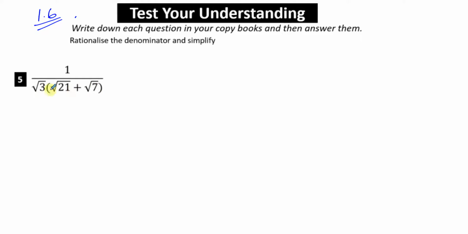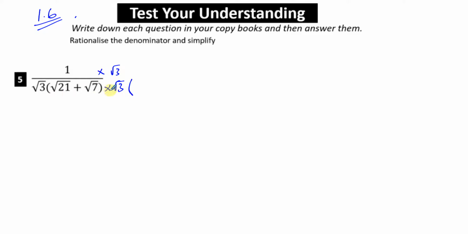So we have two things here. We have the root 3 part, which, if you multiply it by root 3, will be got rid of. So root 3 times root 3 is 3. So I multiply the numerator also by root 3. And then I have this bracket, this root 21 plus root 7.